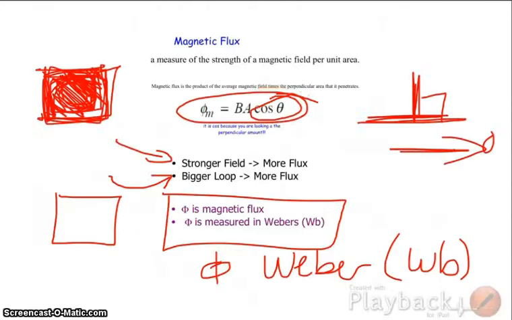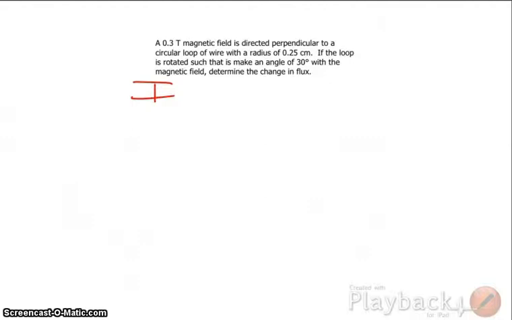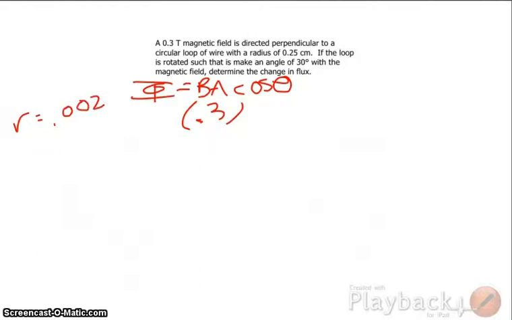So let's look at an example. We have this equation here. Flux equals BA cosine theta. So a 0.3 tesla magnetic field is directed perpendicular to the loop of a wire with a radius of 0.0025 meters, because it's 0.25 centimeters.